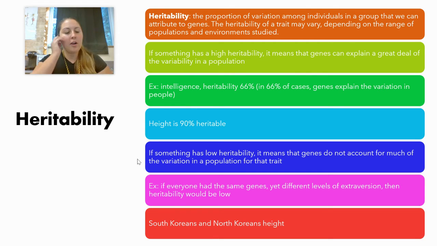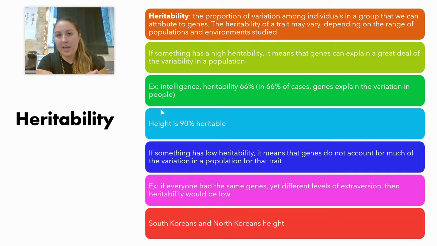Okay, now heritability. Heritability is a funky idea, but basically, when we're talking about heritability, what we mean is that heritability is the proportion of variation among individuals in a group that we can attribute to genes. So basically, if something has a high heritability, it means that genes can explain most of the variation in that population. So let's say, for example, intelligence has a heritability of 66%. What that tells us is that 66% of the variation in intelligence in that population can be due to genetics. So genetics are having an impact on intelligence.